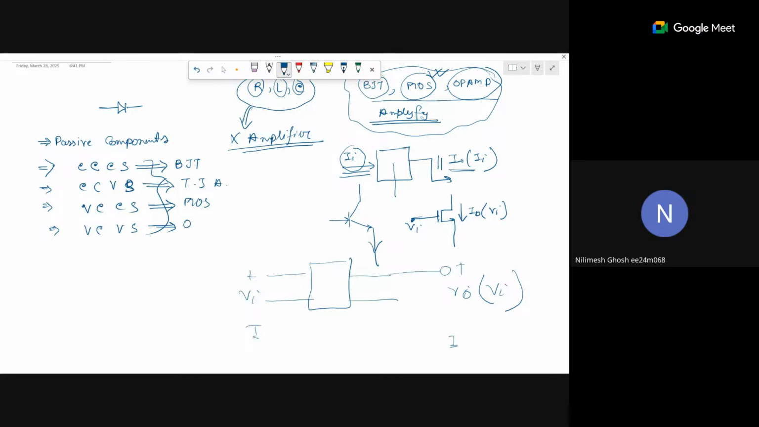Till now, did you guys study about op amps? Do you have an idea on op amps or not? No, sir. Okay, so today we will not discuss anything about the op amp. So this is the voltage controlled voltage source.